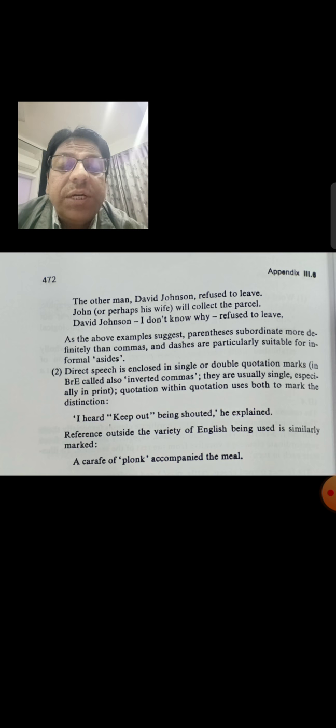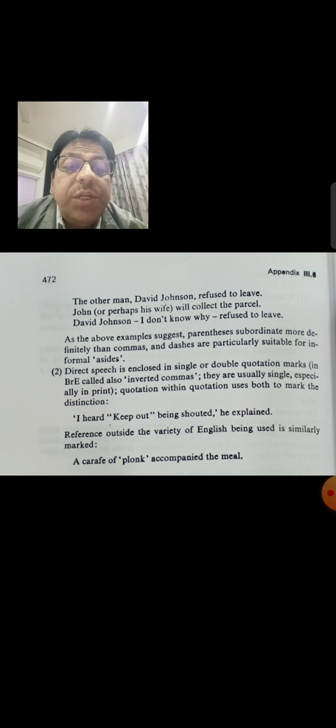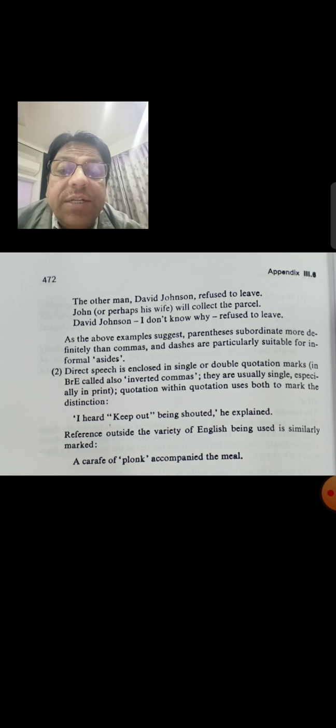Now we talk about direct speech, that is the quotation, quoting somebody else's words. So direct speech is enclosed in single or double quotation marks. In British English, it is also called inverted commas. They are usually single, especially in print, and quotation within quotation uses both to mark the distinction.